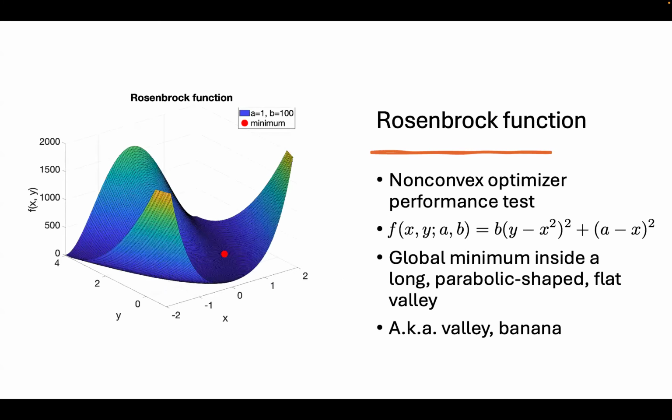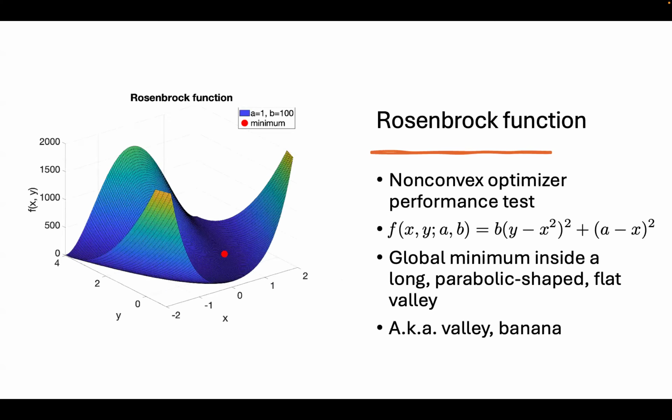So as an example, we have the Rosenbrock function, which is a standard performance test for any non-convex optimizer. And you can see for the two-dimensional case, we have a function of two decision variables, x and y, and two parameters, a and b.